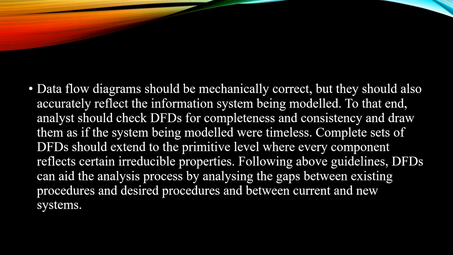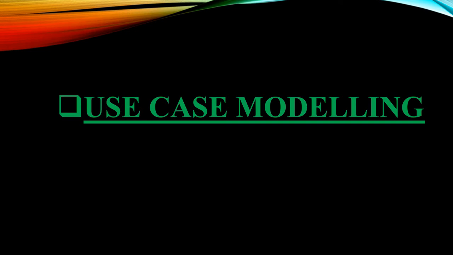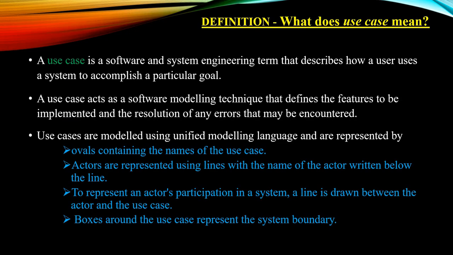Following DFDs, we have another method of process modeling, and that is known as use case modeling. First, let us see what it means by use case. A use case is a software and system engineering term that describes how a user uses a system to accomplish a particular goal. Basically, there are three elements in a use case model. First is the actor, then the system, and goals.